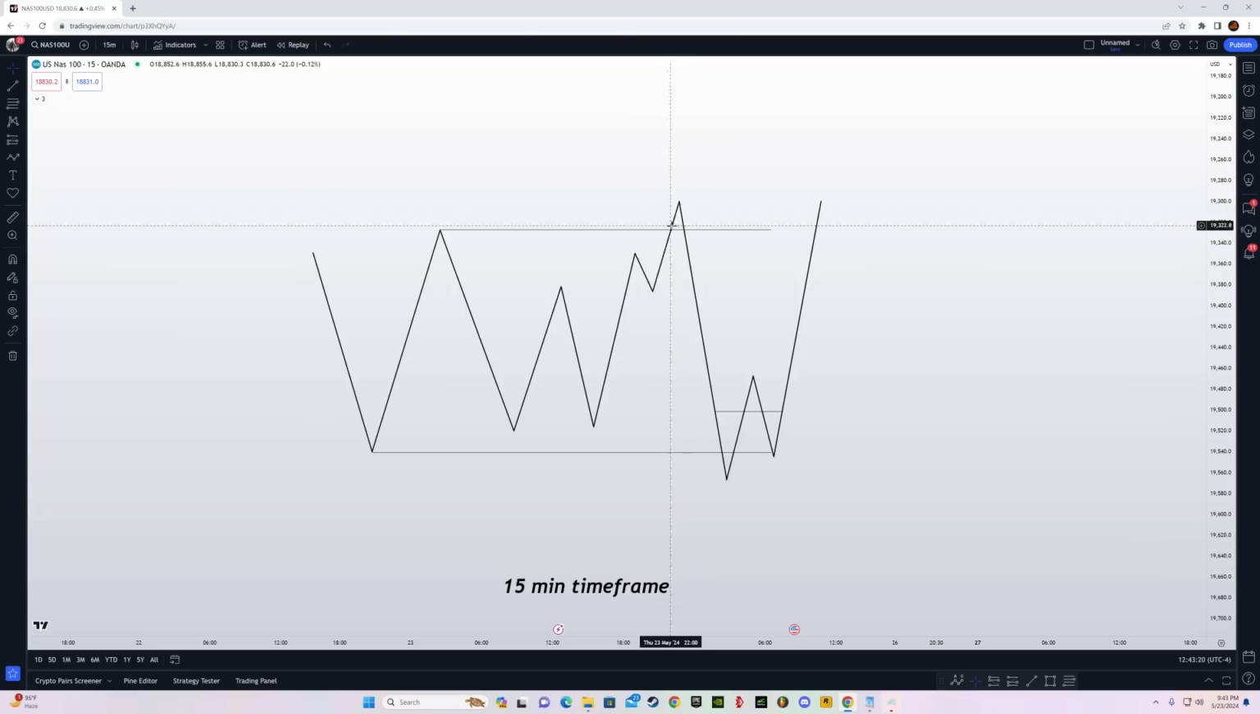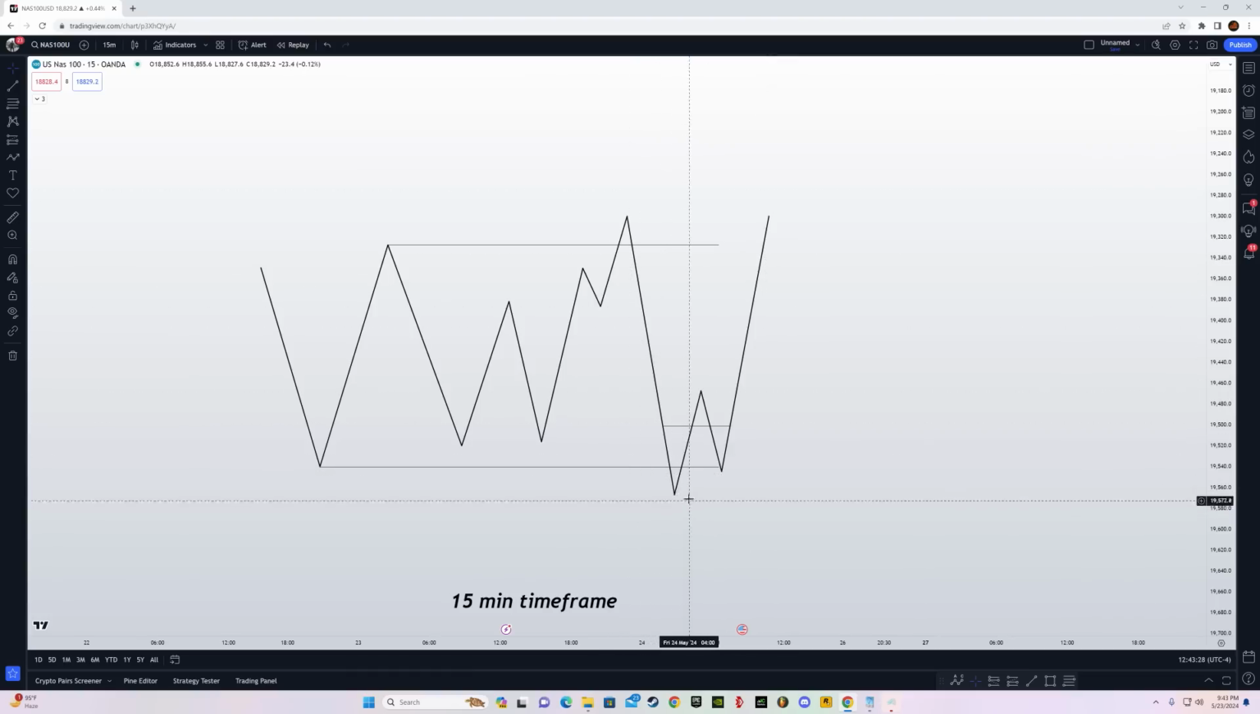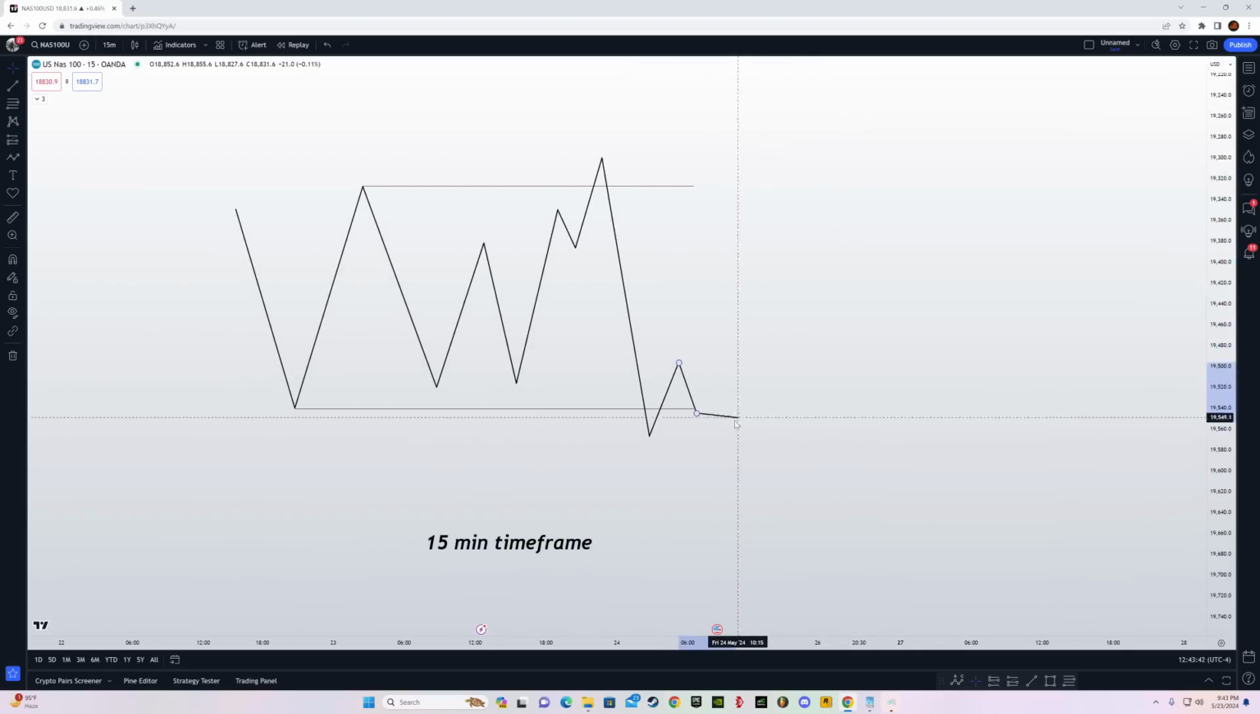If the Asian high is taken first, then our bias is going to be bullish for the rest of the day after the Asian low is also taken out. Now, once the Asian low is taken out, we look for a market structure shift and we look to take our entry. Now, in most cases, let's assume there's no proper structure in this leg, and you do not get a market structure shift.